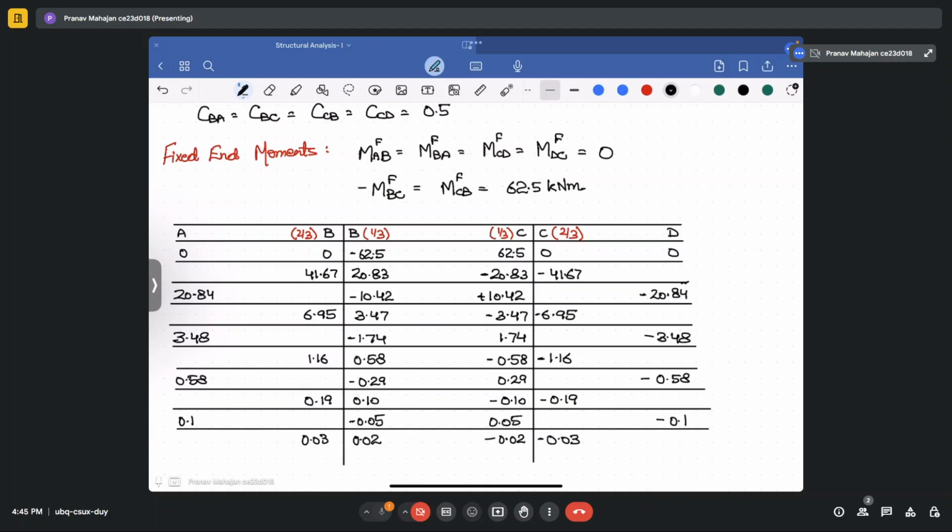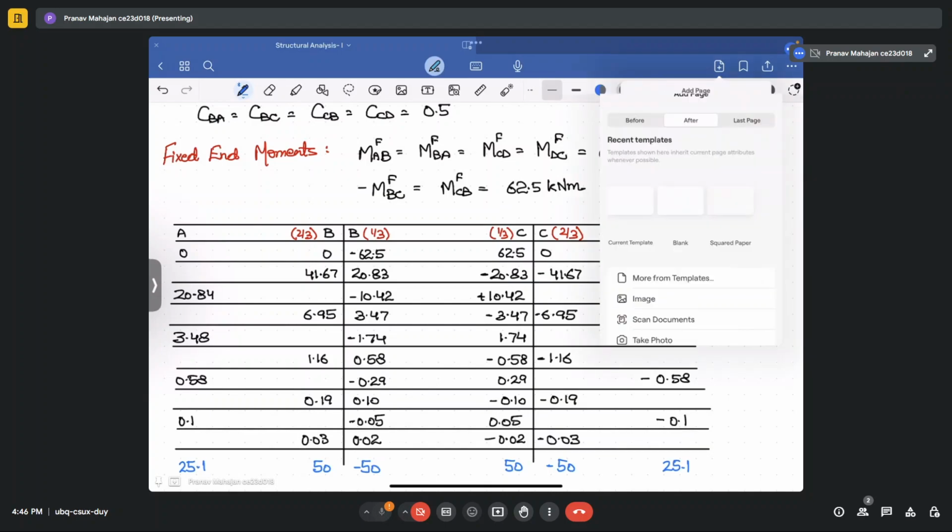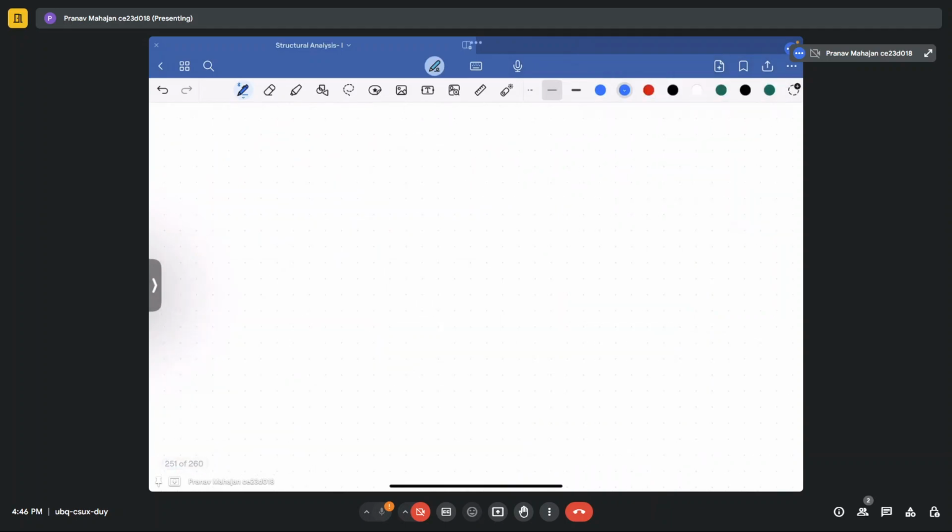And finally, since now the values are very small, we will add them up and calculate the end moments. So in this case, the values are coming out to be 25.1. Here it is 50. Here it is minus 50. Here it is 50. Here it is minus 50. And then 25.1. So these are our end moments, and if we plot them, how will it look? So first draw the frame.